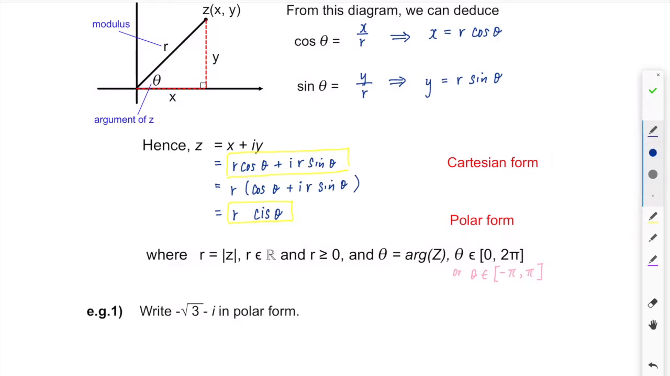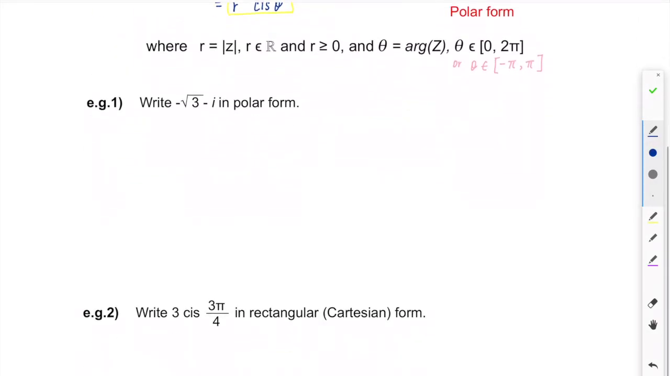So example 1, let's take a look. Write negative square root 3 minus i in polar form. So we need to know both the modulus and the argument. So start with r. r is the square root of negative root 3 squared plus negative 1 squared.